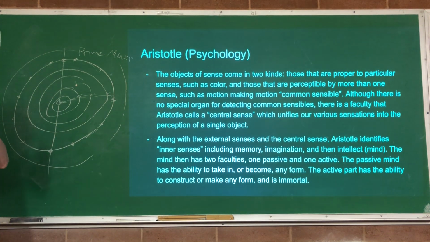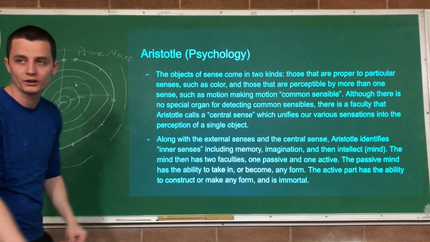Now, the objects of sense come in two kinds. Those that are proper to a particular sense. What I mean by that is, sound can only be, I guess you can kind of feel sound with your hand. Vision can only be seen by the eye. Taste can only be tasted by the tongue. Whether or not something is cold can only be felt by your skin, or however you want to classify that sense.